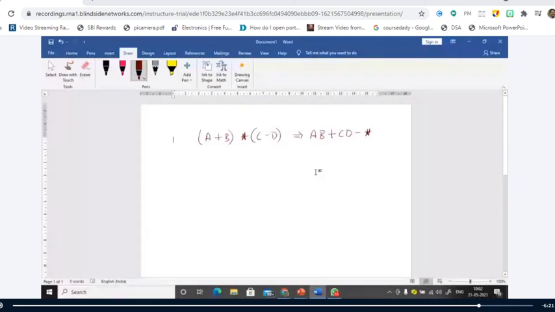A plus B star C minus D. And the equivalent postfix expression for this infix expression is AB plus CD minus star. Is it correct or wrong? Correct. So let us remove this one, and this is the postfix expression we have.